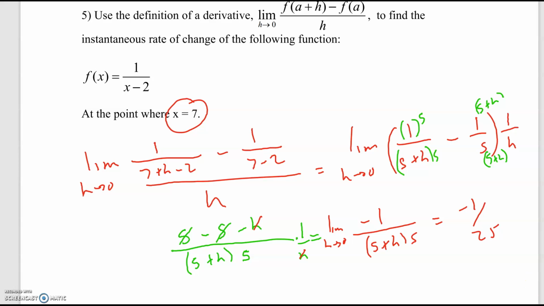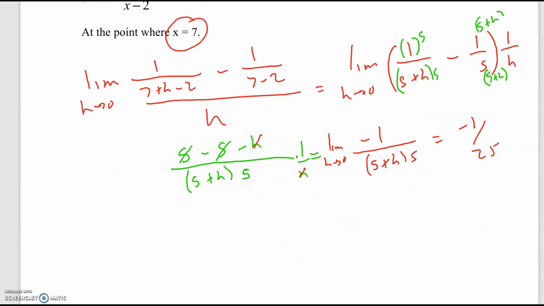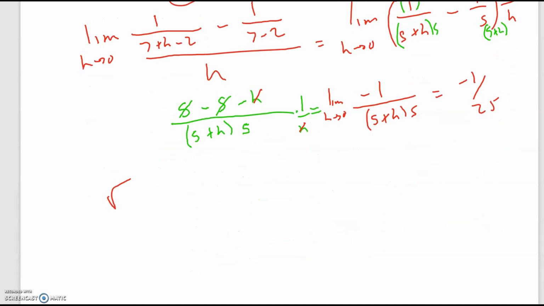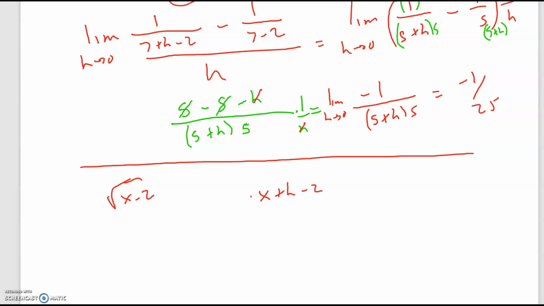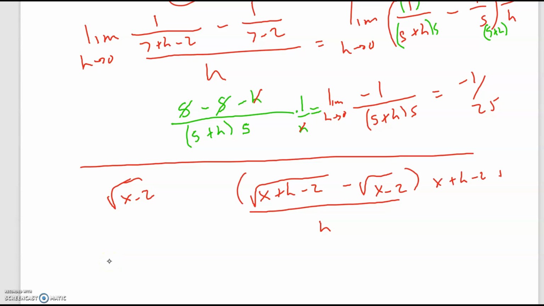Okay, now on another version of the test, you had the square root of x minus 2, I think it was. And so then your derivative would be the square root of x plus h minus 2, minus the square root of x minus 2, over h. And then you had to multiply by the conjugate. So then you multiply by the square root of x plus h minus 2 plus the square root of x minus 2.